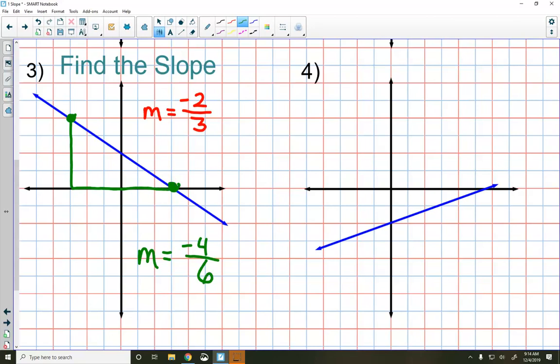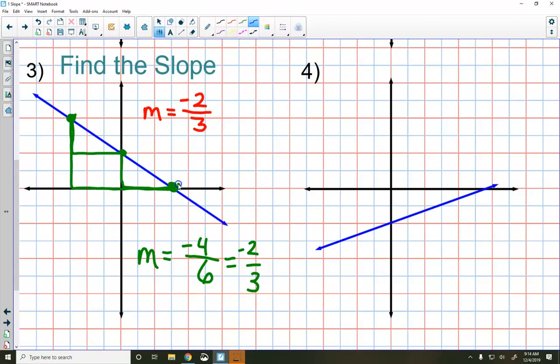We have -4/6. And how often do we simplify? Always, every time. So 2 can go into -4 and 6. 2 goes into -4, -2 times. 2 goes into 6, 3 times. So no matter what points you use, as long as they're actual exact coordinate points on the line, we're going to end up with -2/3 as our slope.